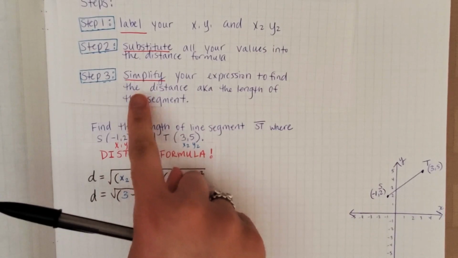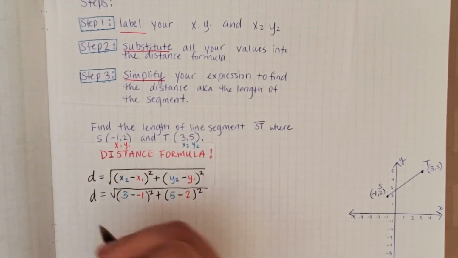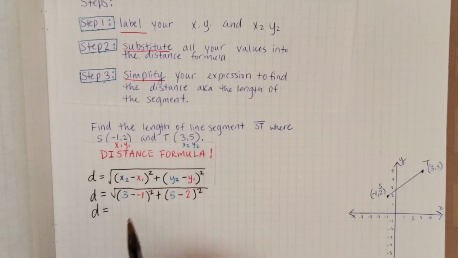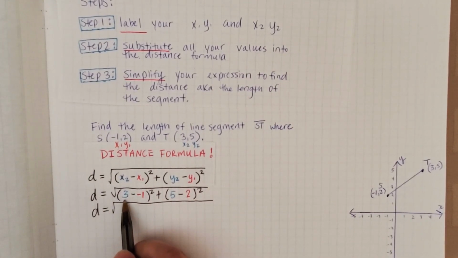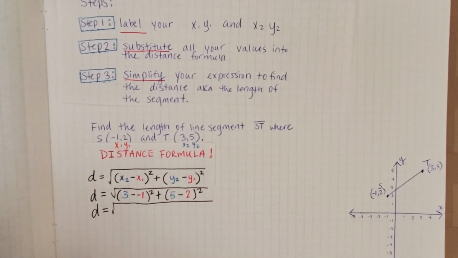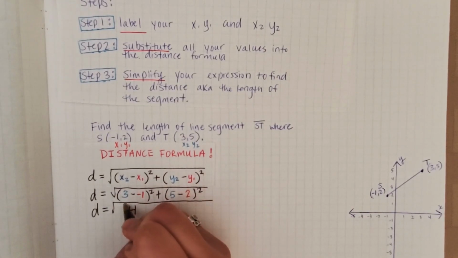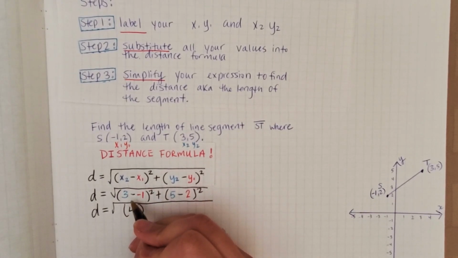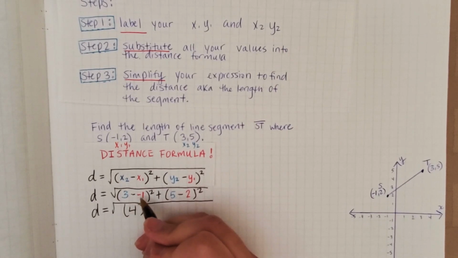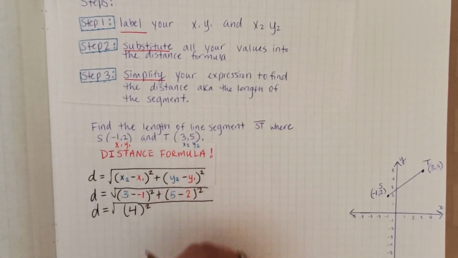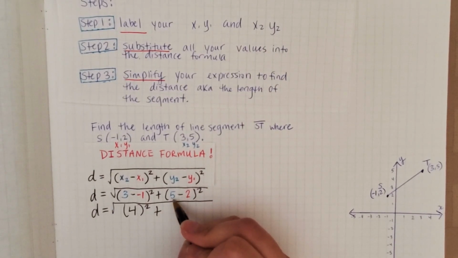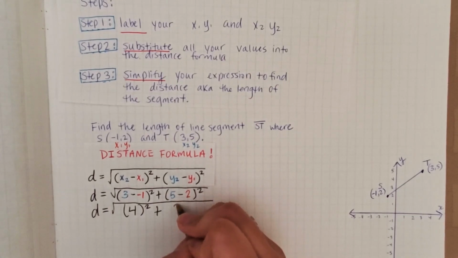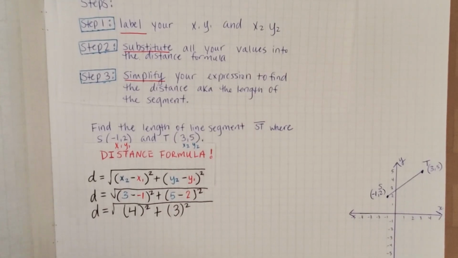So now here's step 3. Simplify, simplify, simplify. So now I'm looking at what's underneath my square root, and I have 3 minus a -1. 3 minus -1 is just 4. And if you need assistance with that, feel free to punch that into your calculator. 3 minus a -1. And that gives me 4, and I'm going to square it. The next thing I'm going to do is I'm going to simplify this expression. 5 minus 2 just gives me 3, and I know I have to square it.